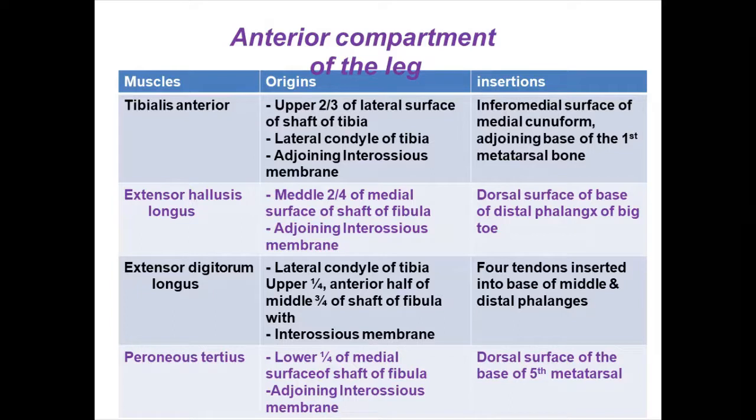In peroneus tertius, it arises from the lower 1/4 of the medial surface of the shaft of the fibula with adjoining interosseous membrane. Then it is inserted into the dorsal surface of the base of the fifth metatarsal bone.